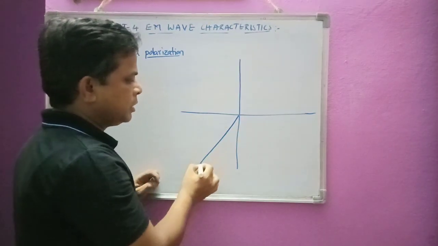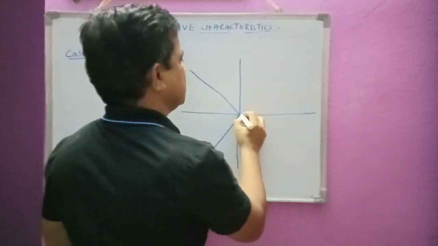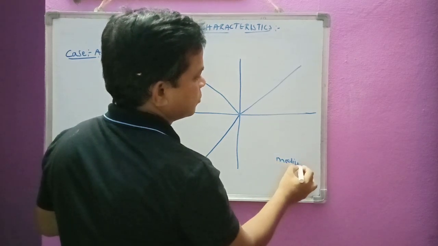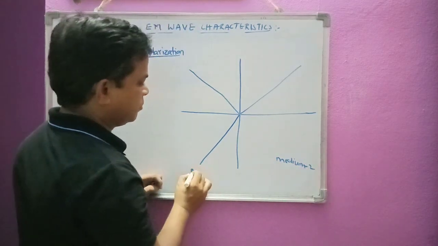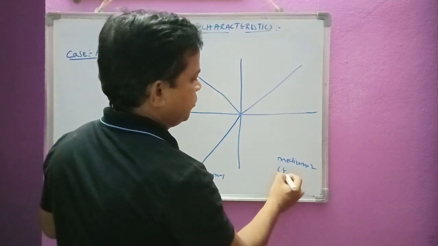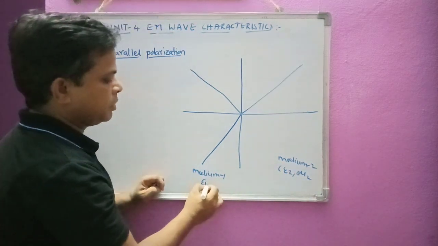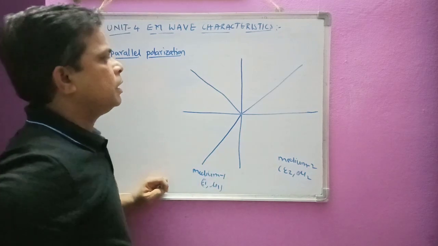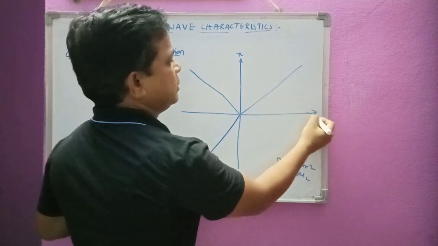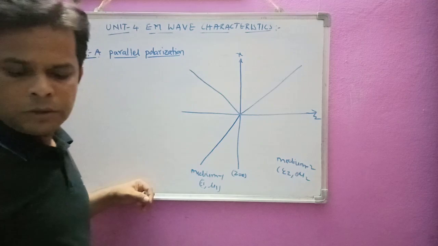Let us draw here the incident wave, and here we are having the reflected wave. In the medium 2, so let us take this as medium 1, medium 2, and this is medium 1. Next here we are having epsilon 2, sigma, mu 2, and here epsilon 1, mu 1. As it is an xz plane, this is the x axis and this is the z axis, and we are taking the z equal to 0 plane.